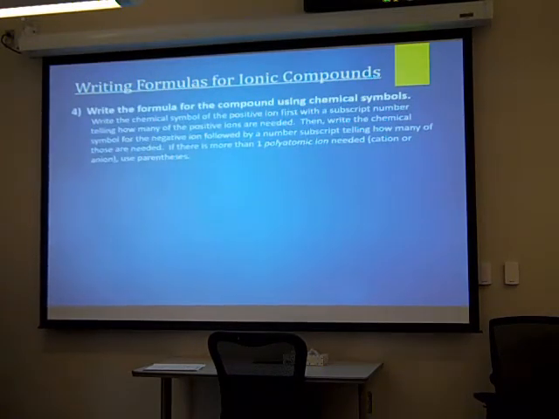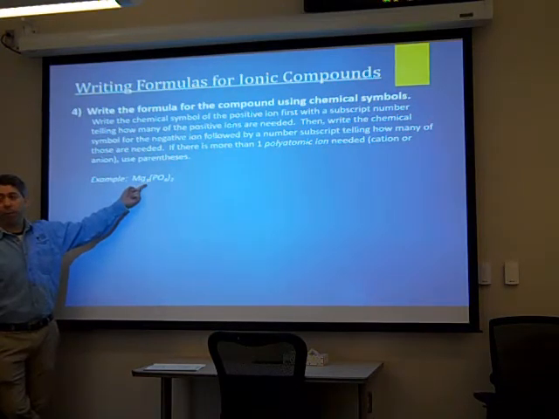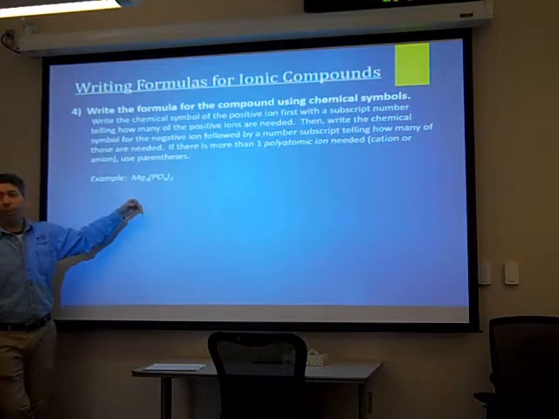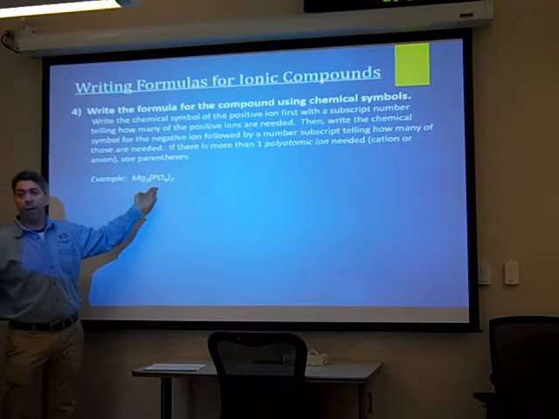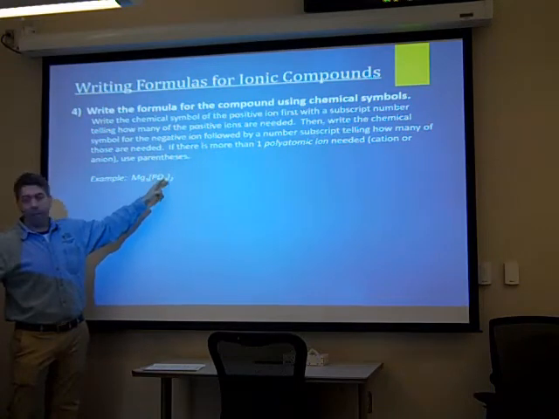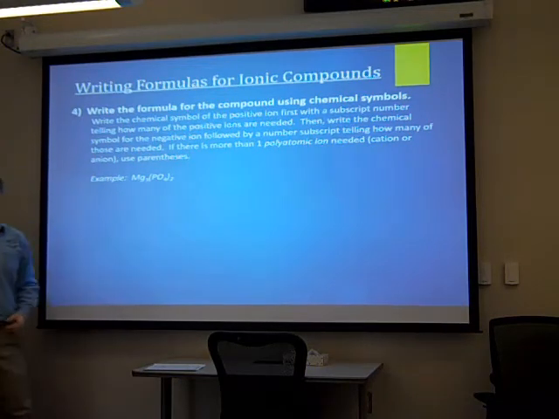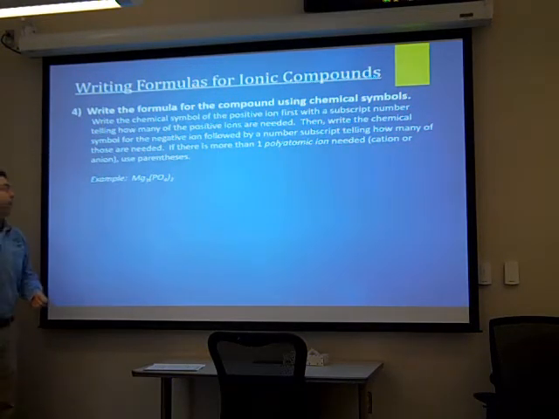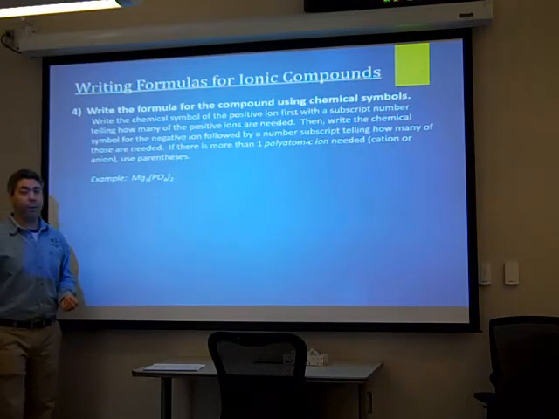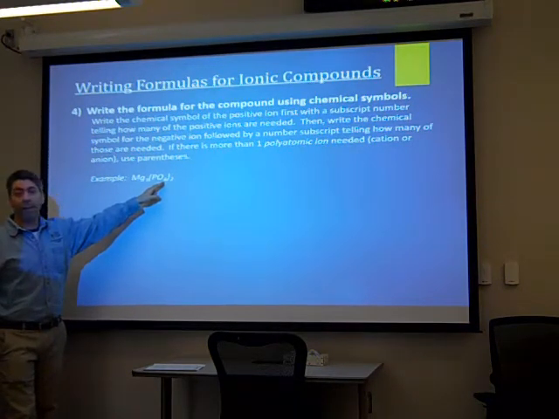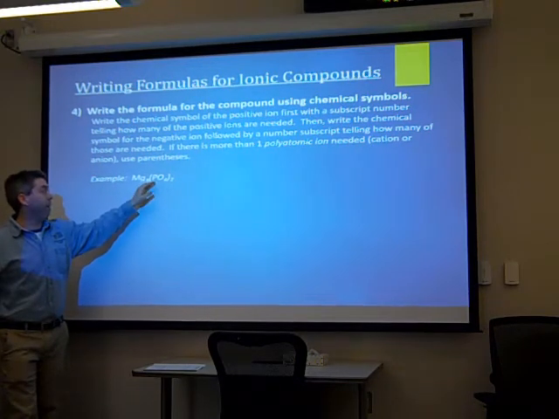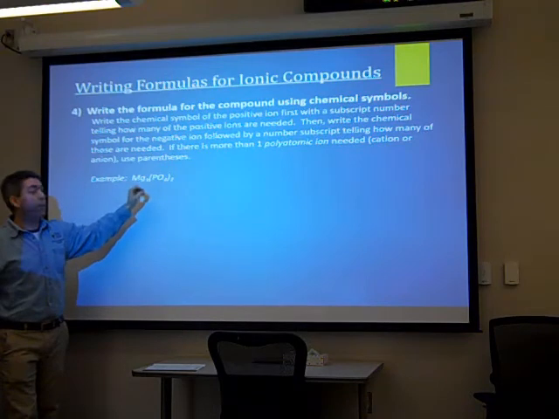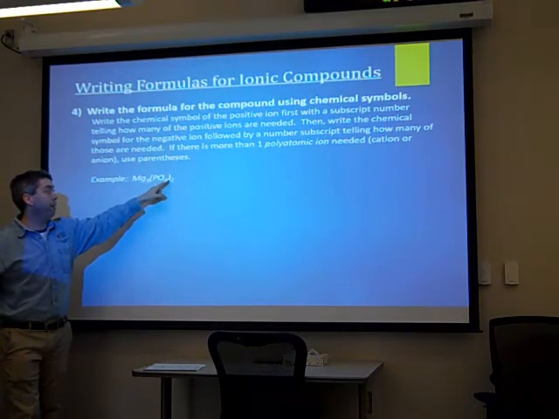Once you know how many of each ion you need, indicate how many of each with the subscript. So, I needed 3 magnesium, so I put a 3 subscript there. I needed 2 phosphates. Whenever you need more than one polyatomic ion, you need to put the polyatomic ion in parentheses, and then put the subscript outside the parentheses to indicate how many you have. A common mistake that students sometimes make is they cut off the last number of the polyatomic ion, the PO4, they cut off the 4, and they just put PO2. You've got to make sure that you put the PO4 in parentheses, 2.